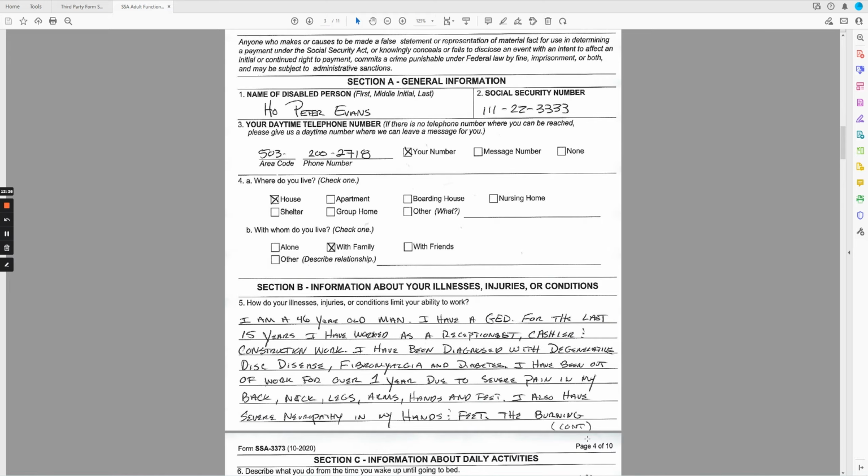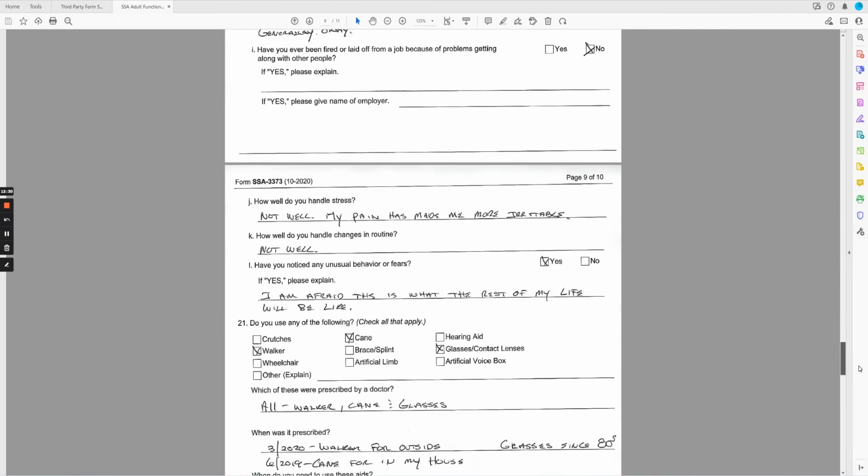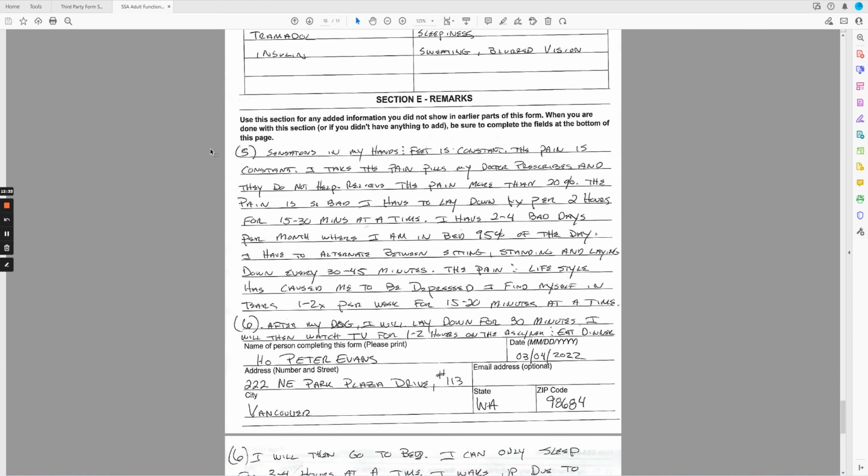The burning, and here you can say I wrote continued, so we scroll all the way down to here, and I put question 5. Burning was the last word I used. Burning sensations in my hands and feet. It's constant. The pain is constant. I take the pain pills my doctor's prescribed, and they do not help. They do not help relieve the pain more than 20%.